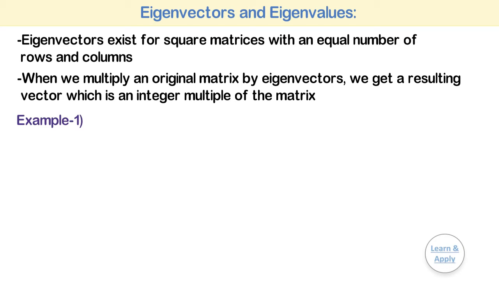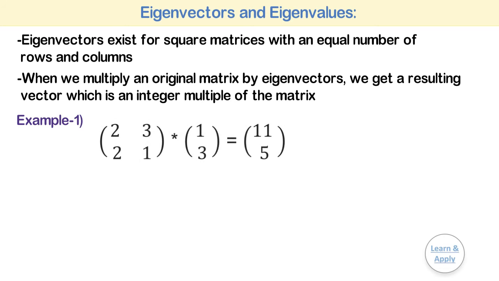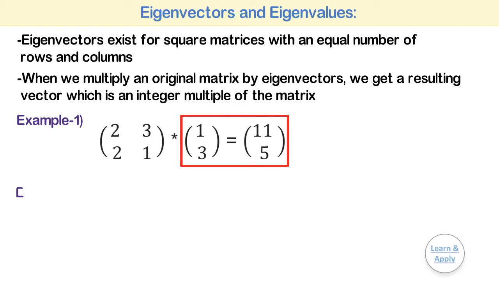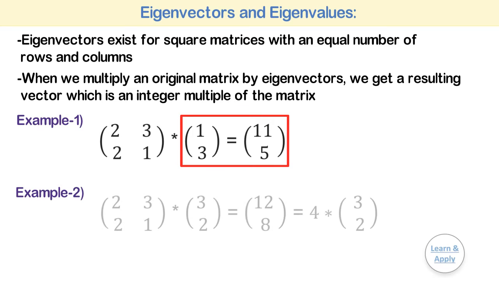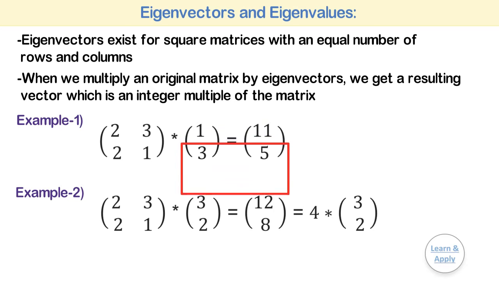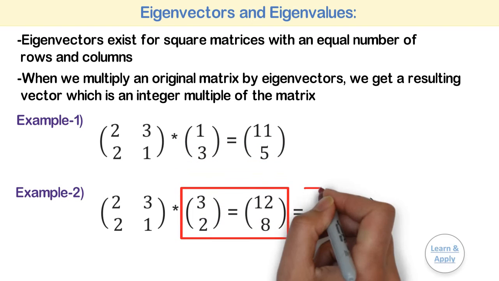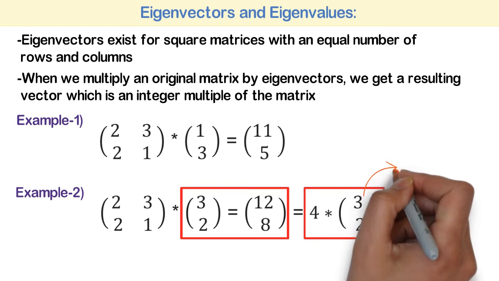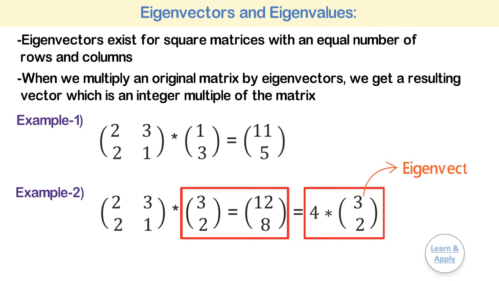In the first example, the resulting vector is not an integer multiple of the original vector. Let's see another example. In this example, the resulting vector is exactly 4 times the original vector. In this example, the vector (3, 2) is called as eigenvector and the value 4 is called as eigenvalue.